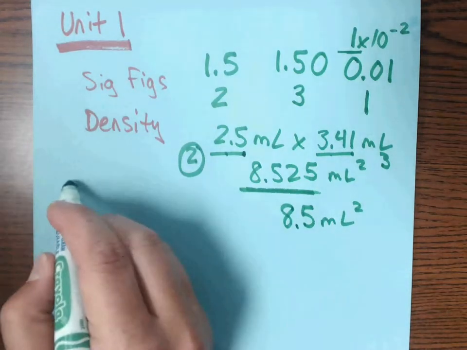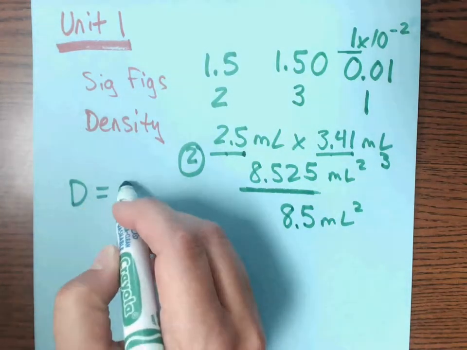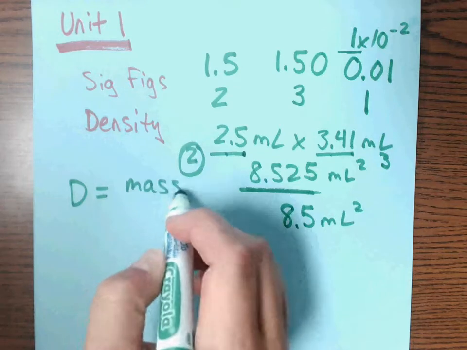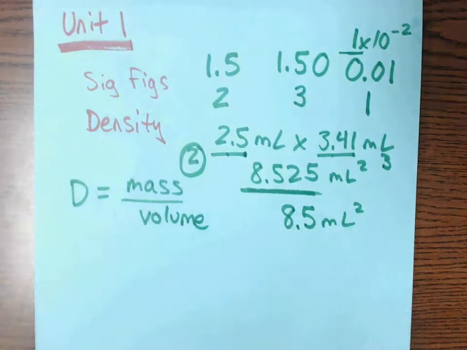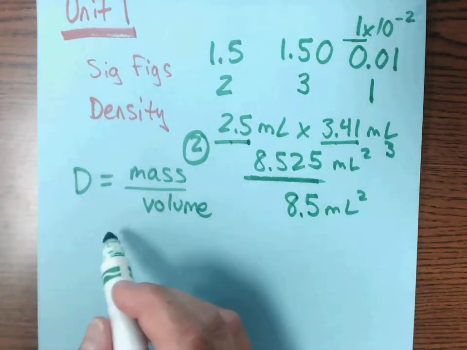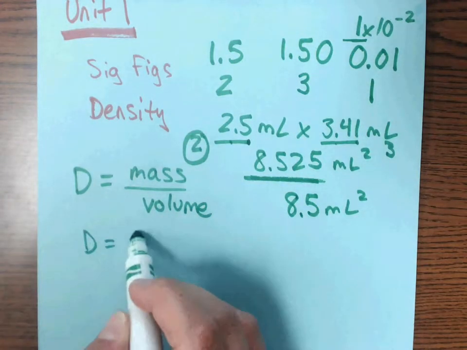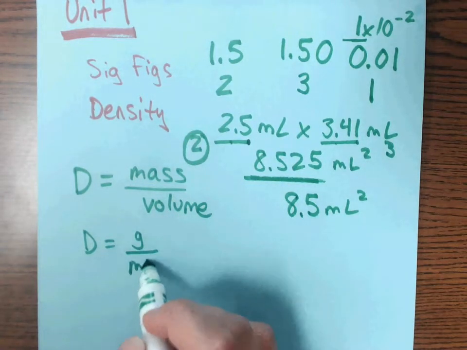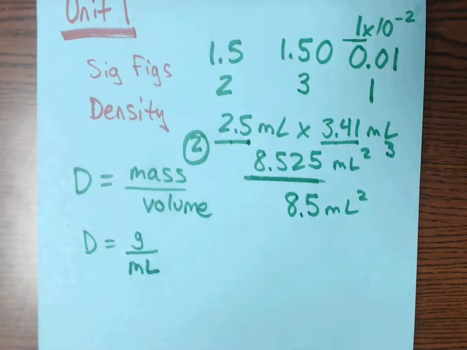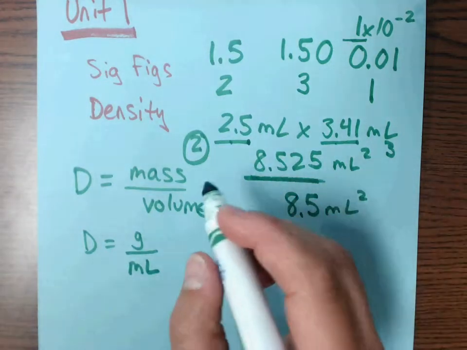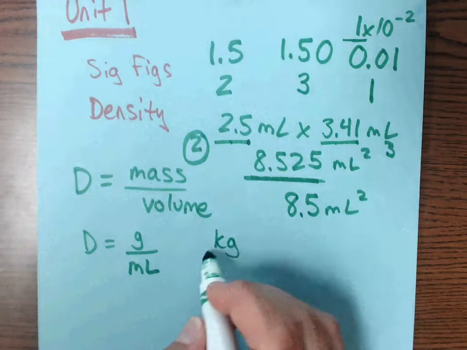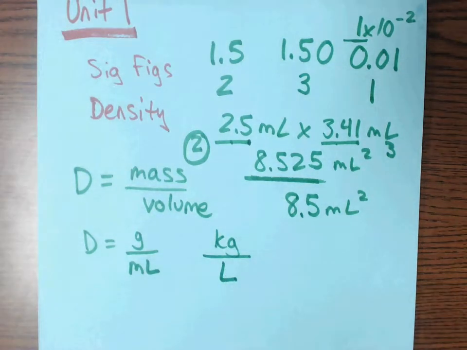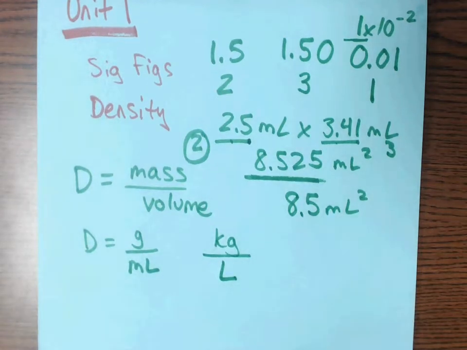Remember with density, our formula, you will have to memorize this, is mass over volume. And the units are derived from the formula. Okay, so your mass could be grams, your volume could be milliliters, so then your unit for density would be grams per milliliter. Or maybe your mass was kilograms, and your volume was liters, so then your unit would be kilograms per liter. You would just have to make sure the units cancel.